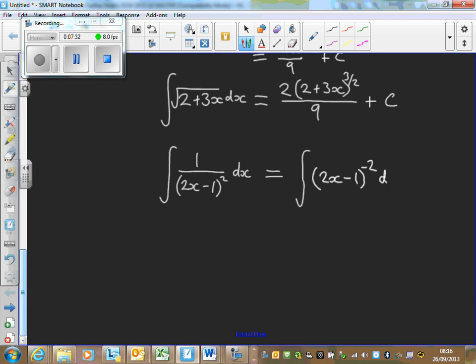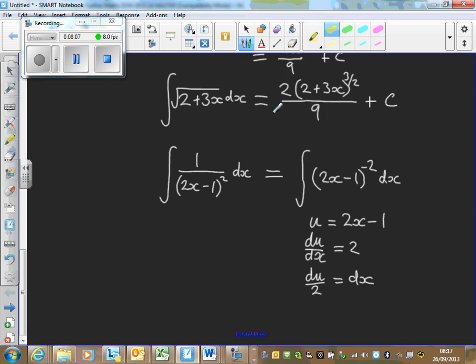First step, write it as a kind of power. So 2x minus 1 to the power of minus 2 dx. I know that I can't multiply these brackets out because I've got a minus 2 there. So what I'm going to do is let u equal the inside function, which is 2x minus 1. Before I substitute it in, I'm going to work out what du dx is. So differentiate this and I get 2. I rearrange this to make dx the subject, so I get du over 2 is equal to dx.